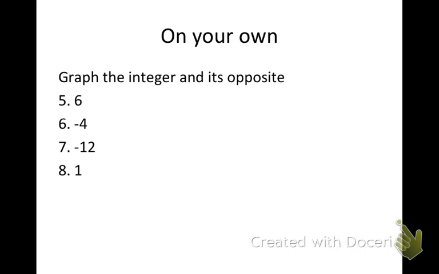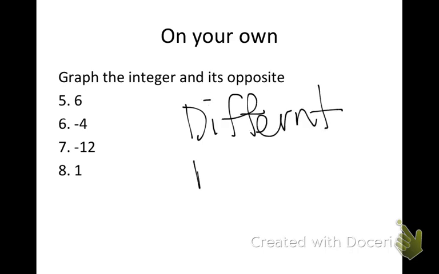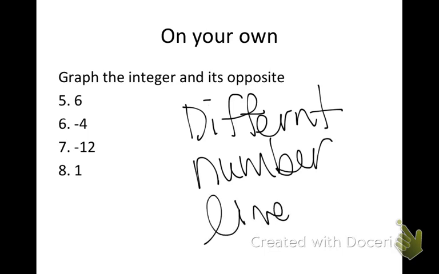So now you're going to practice these. You're going to graph these in your notebook. We can't really graph them on the computer, so there is no text box on the right, but I will check these in your notebook tomorrow when I see you. So I need you to graph the integer and its opposite. And I need you to graph each of these on a different number line. Please don't use one number line for all of these. So I want to see different number lines. And I should see these in your notes tomorrow during class.